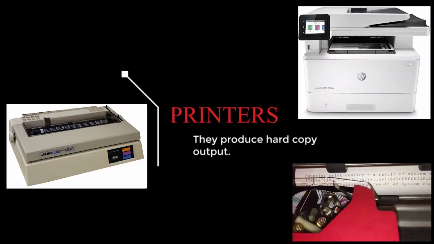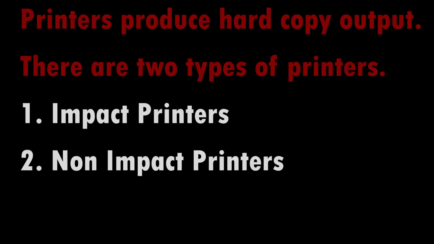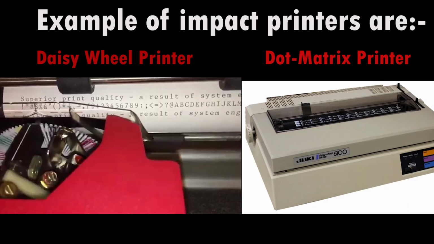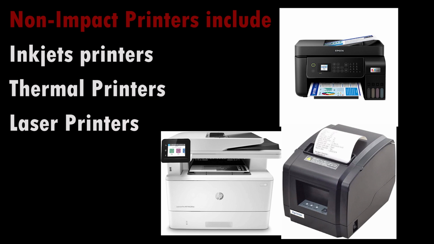The second category of output devices are the printers. Printers produce hard copies of documents. There are two main types of printers. Number one is the impact printers. Number two are the non-impact printers. Impact printers include the dot matrix and the daisy wheel printer, which do their printing by a striking mechanism. Non-impact printers do not use a striking mechanism, and rather they use ink, thermal, or laser printing mechanisms. Examples of non-impact printers include the inkjets and the laser jets, and so on.